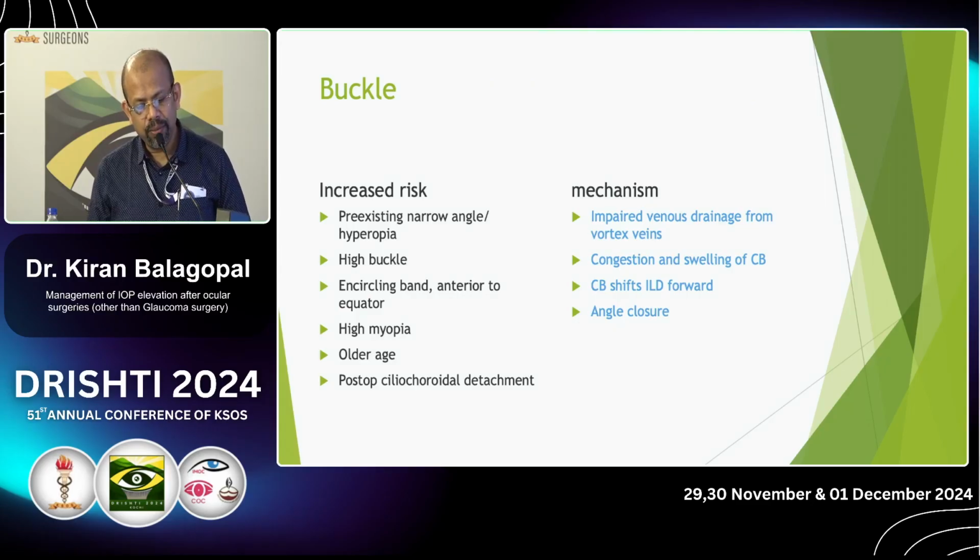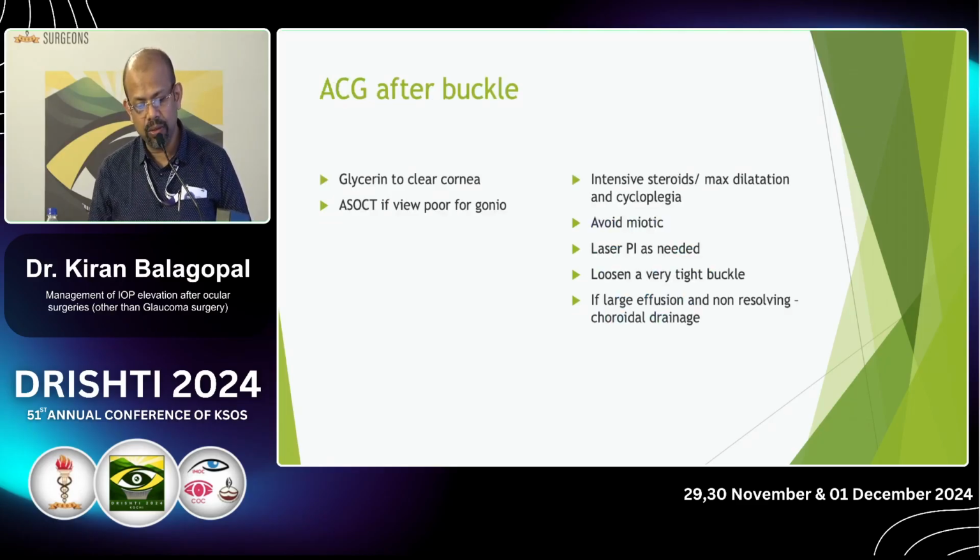And when you place a buckle, if it's a high buckle, encirclage or anterior to the equator, it can impair the venous drainage from the vortex veins, causing ciliochoroidal effusion. This causes a congestion and anterior rotation of the ciliary body, pushing the iris-lens diaphragm forward, and it causes a secondary angle closure glaucoma.